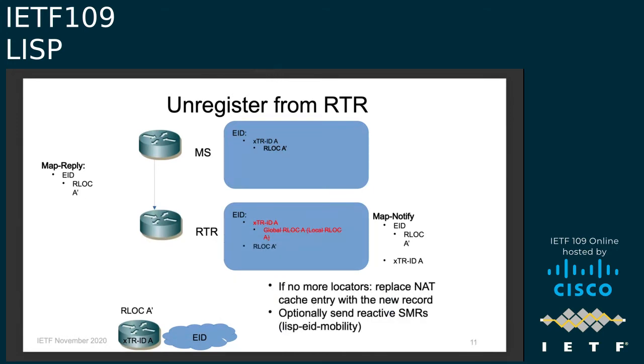If the EID is only associated with XTR ID A, when it completes the unregistration process, the EID cache entry doesn't have any locator, and in that case, we replace the cache entry with the new one and we start to encapsulate traffic to the new destination. Optionally, we use the mechanism presented in the EID mobility draft to send reactive SMRs to the remote ITRs that are sending traffic to the EID through the RTR, to notify them that they have an old version of the mapping. Next slide.